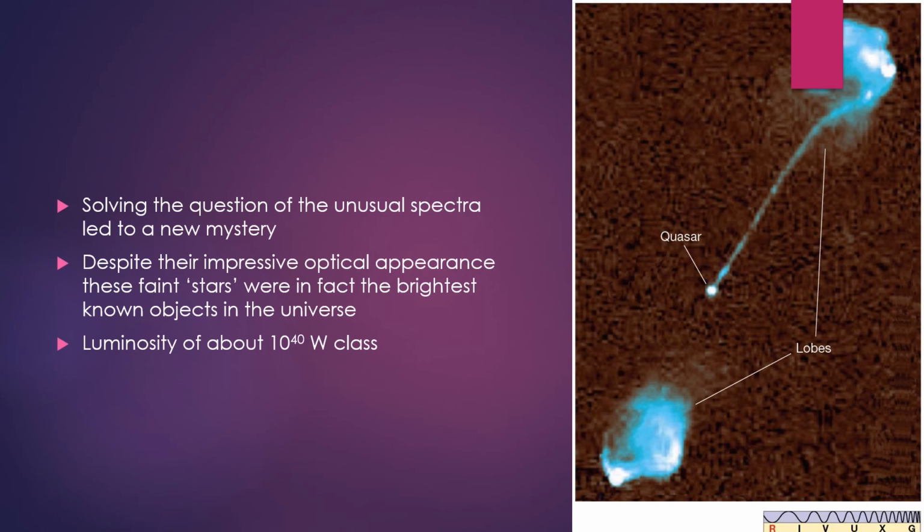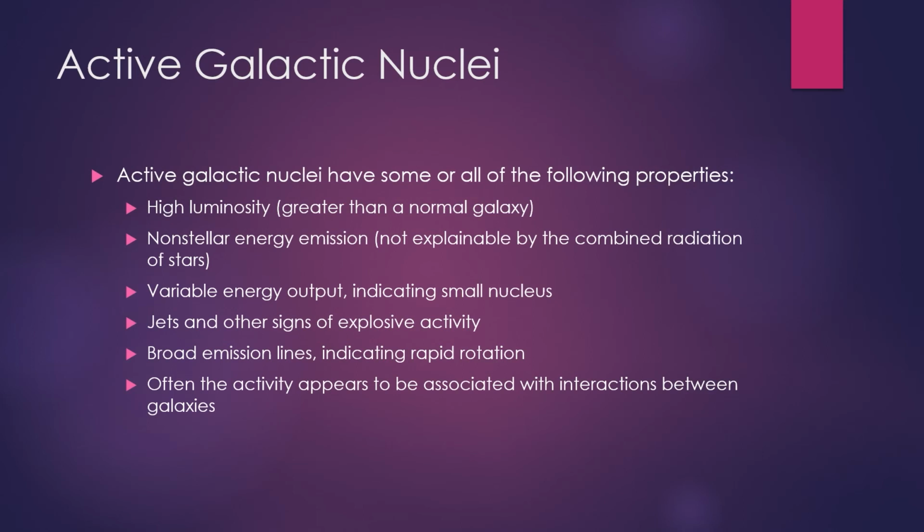Despite their impressive optical appearance, these faint, quote-unquote, stars, with the amount of redshift that they went through, if you go backwards, are the brightest known objects in the universe, with a luminosity of 10 to the 40, making it a W class, like a black hole. This all leads to the question: how do they produce their energy? Why is the radiation non-stellar? And what is the origin of these jets and radio lobes?